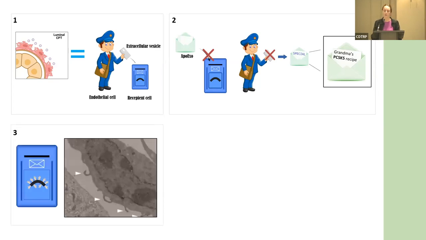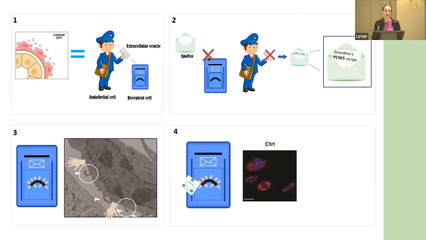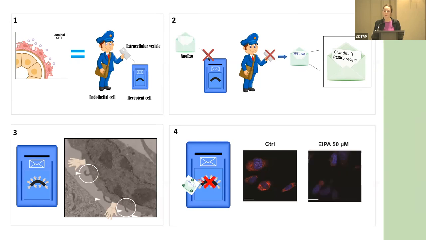We also observe specific structures at the surface of the mailbox. With electron microscopy on endothelial cells, we observe lamellipodia-like structures, which are like little arms, which are typical of macropinocytosis. After the discovery, we use an inhibitor of macropinocytosis to block this special way of entry and observe a major reduction of apoexo's uptake by endothelial cells.